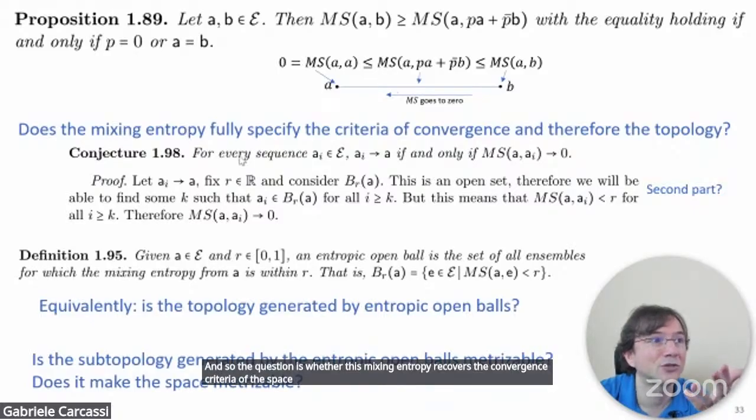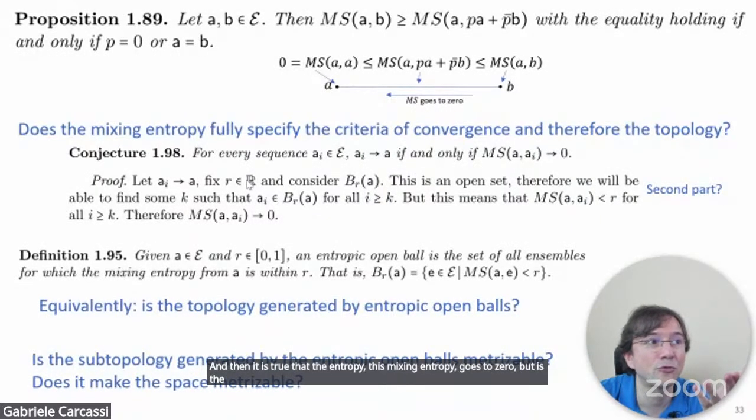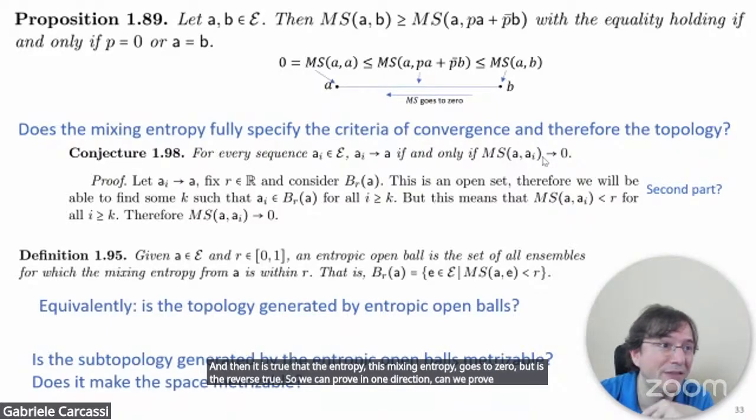So it is true that for every sequence of A_i that converges to A, the entropy, this mixing entropy, goes to zero. But is the reverse true? So we can prove it in one direction, can we prove the other side?